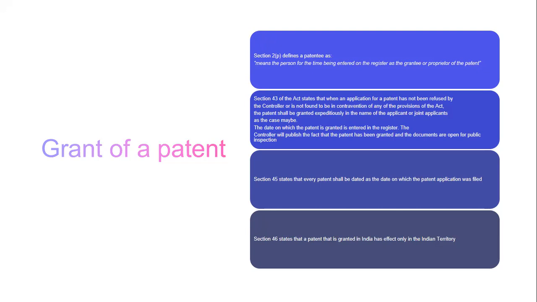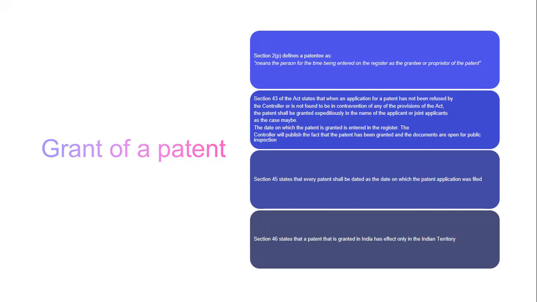So an application has not been refused by the controller on certain grounds, or it is not in contravention of provisions. Like what can be the provisions in which there can be a contravention? For example, section 3, section 4, secrecy directions. So it is not in contravention of any of these, then a patent is granted in the name of the applicant or joint applicant. So important thing to notice that it's not necessary that there is only one applicant. There can be joint applicants.